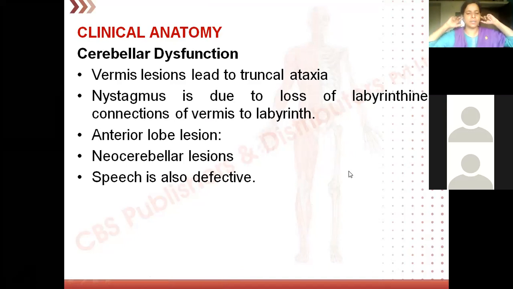The labyrinth is present basically in the middle and internal ear. We have semicircular canals, and we have connections of these semicircular canals with the cerebellum. So if the cerebellum is damaged, the person will always have a reeling type of sensation, like vertigo. That is because the labyrinthine connections are lost. Speech is also defective.